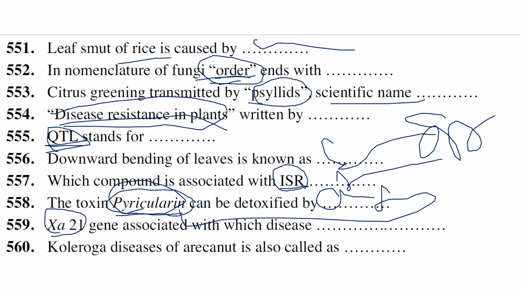Xa21 is a gene associated with bacterial blight of rice, which is caused by Xanthomonas oryzae pv. oryzae. The gene Xa21 is associated with which disease? Just now I told you, bacterial blight of rice, BLB of rice. For the identification we can recommend the Ouchterlony test, right? Koleroga disease of arecanut is also known as Mahali disease, right?